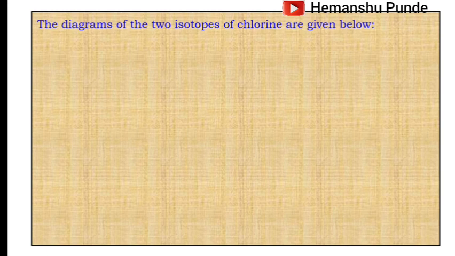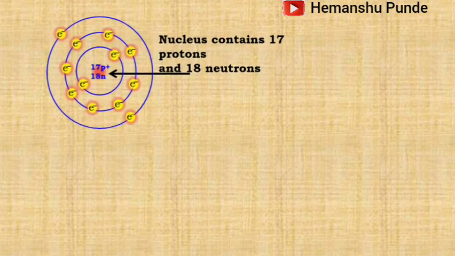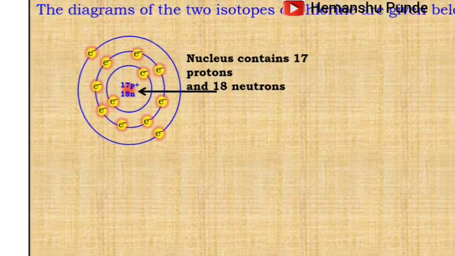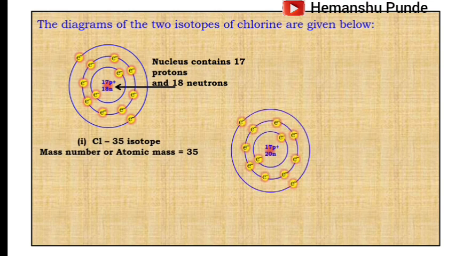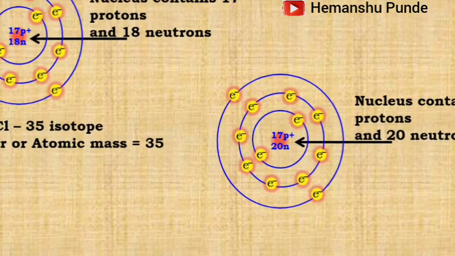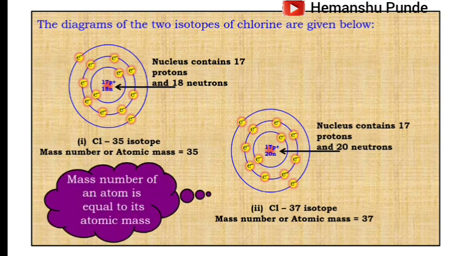Now the diagrams of 2 isotopes of chlorine are given below. Here the nucleus contains 17 protons and 18 neutrons. This is Cl35 isotope, mass number or atomic mass is 35. And here the nucleus contains 17 protons and 20 neutrons. So P and N are shown here. This is Cl37 isotope, mass number or atomic mass is 37. Mass number of an atom is equal to its atomic mass.